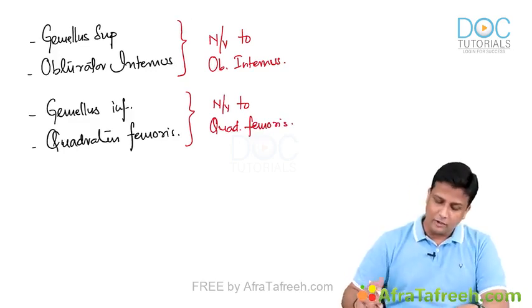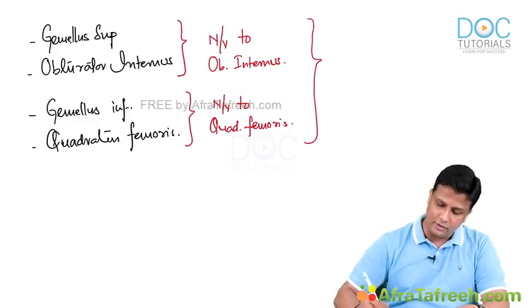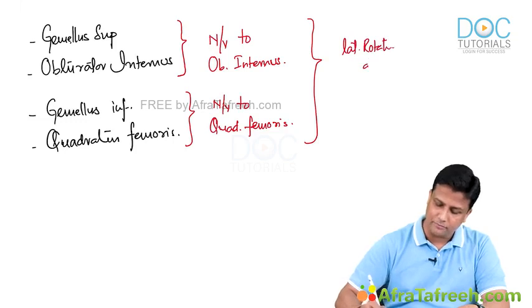Now the last and final thing, what will be the action? All these four muscles, remember, are the ones which help in lateral rotation at the hip joint.